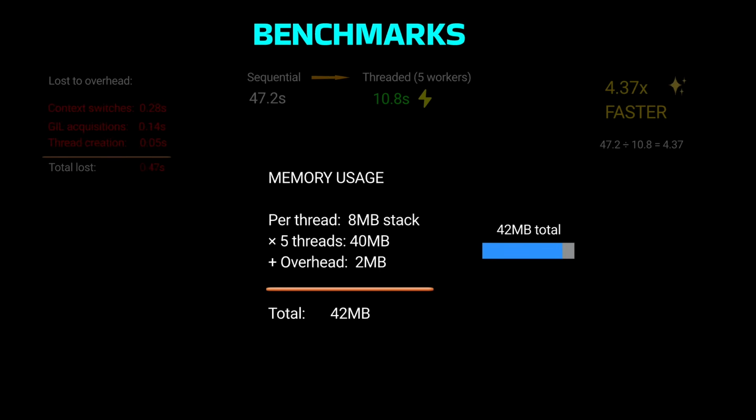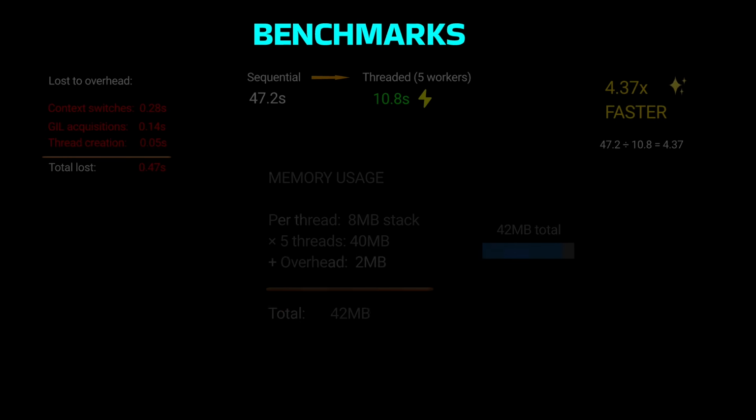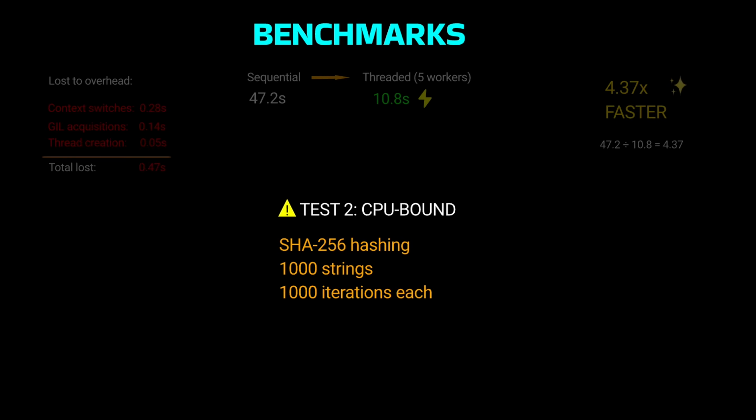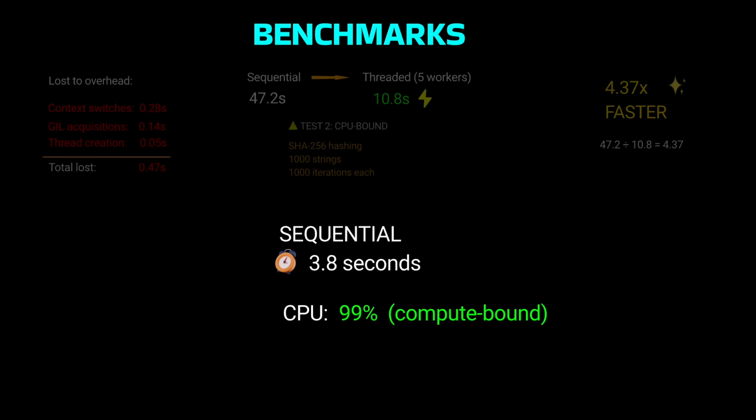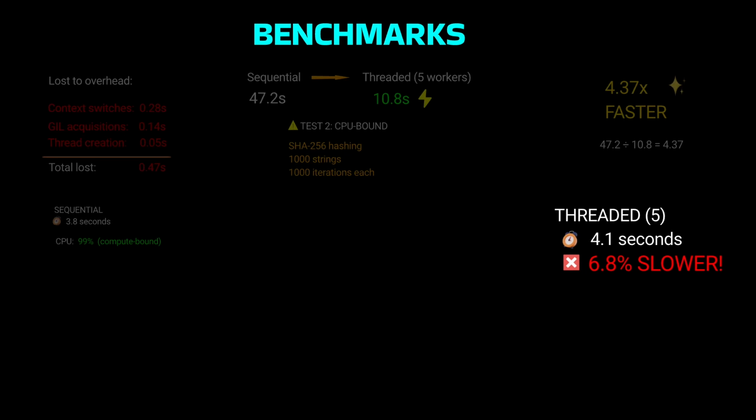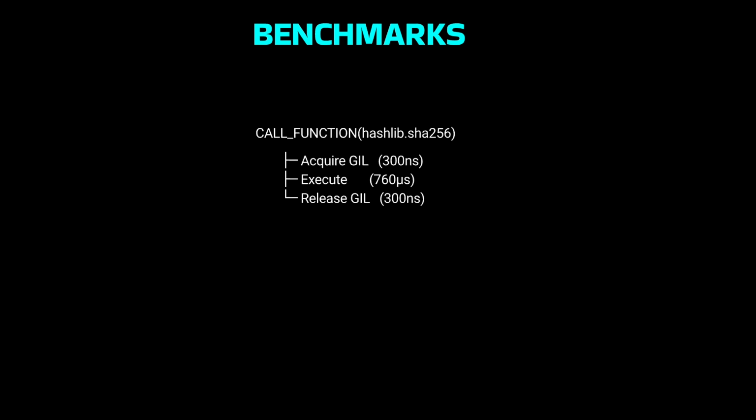Memory analysis. Each thread allocates an 8 MB stack. For 5 threads, that's 40 MB overhead. Now CPU bound, computing SHA-256 hashes. Sequential, 3.8 seconds. With 5 threads, 4.1 seconds. Actually slower. The bytecode shows why.